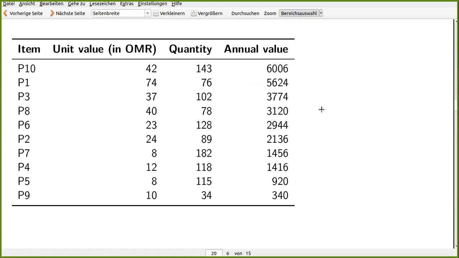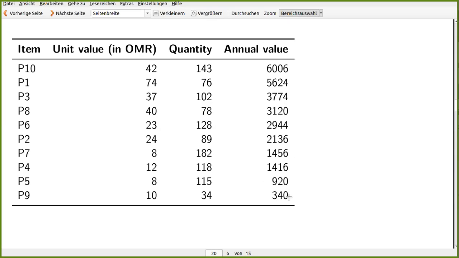Yes, so I did a rearrangement. Look at the first column. Now the sequence of the items has changed. P10 is the first, P1 the second, and now P9 is the last item, because P9 has the lowest annual usage. So the sequence is, of course, important, that we are going according to descending annual value. The highest annual value is first, and the lowest annual value is last.